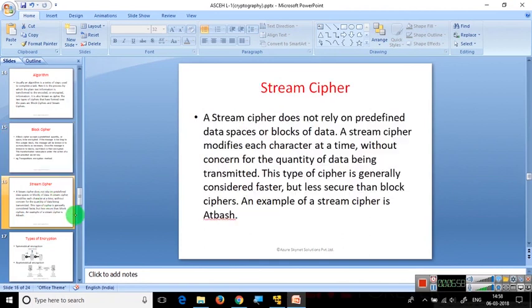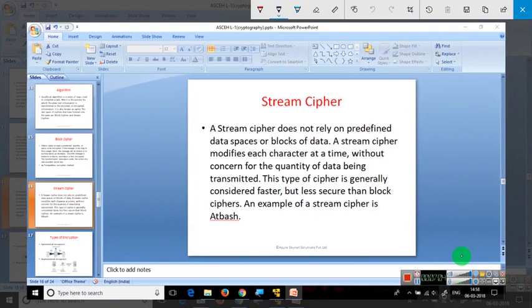The next one is stream cipher. In a stream cipher you are allowed to encrypt each and every word one by one. A stream cipher does not rely on predefined data spaces or blocks of data. A stream cipher modifies each character at a time without concern for the quantity of data being transmitted. This type of cipher is generally considered faster but less secure than a block cipher. An example of a stream cipher is reverse arrangement, where we were arranging the data in reverse direction. Even in Caesar cipher we were encrypting each and every word individually. That is called a stream cipher. But they are not very secure.